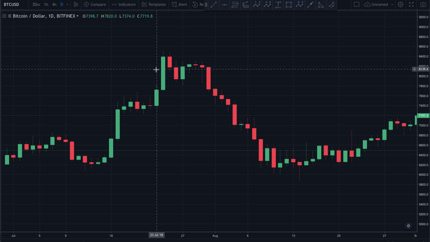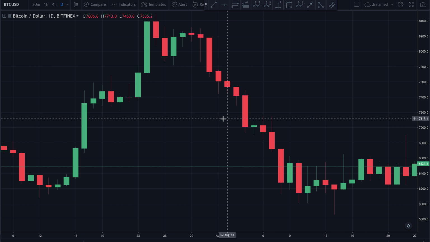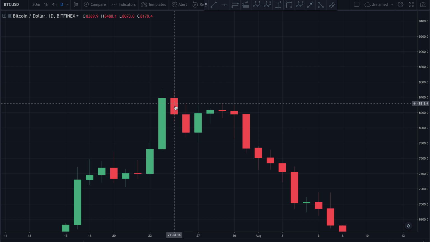So what do these candles mean, and how do I interpret them? Let me zoom in here on the chart and take a closer look at each one of these candles. And we'll take this one for example.